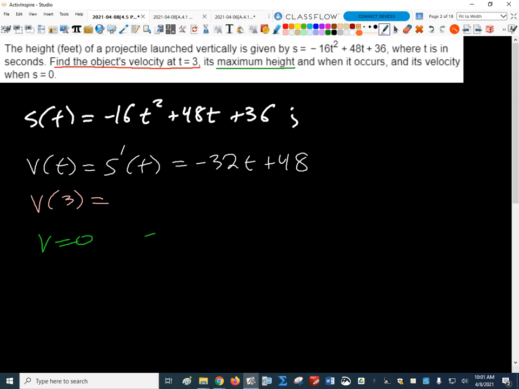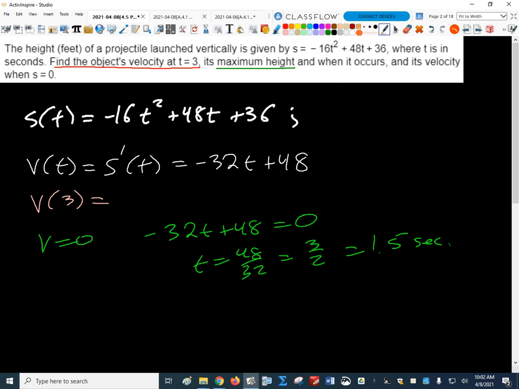Okay. Here's our velocity function. If we set that equal to 0, I can just add the 32 to one side, divide by 32, right? And I get t equals 48 over 32. And what is that? 3 halves? So 1.5 seconds, right? Okay, so we know that's when it reaches maximum height.